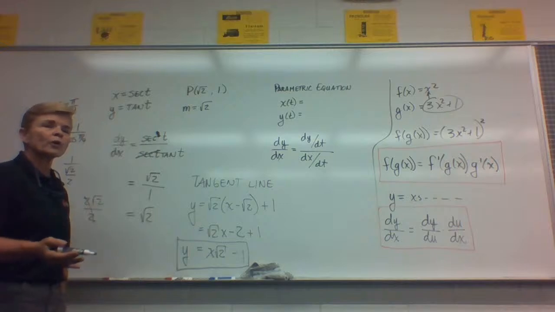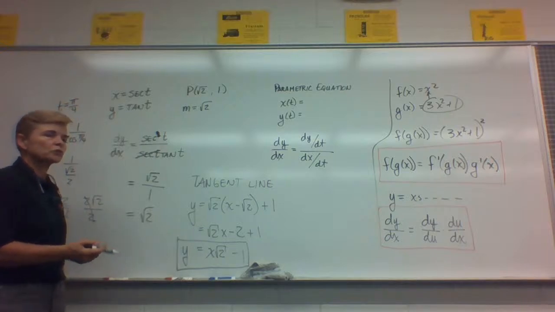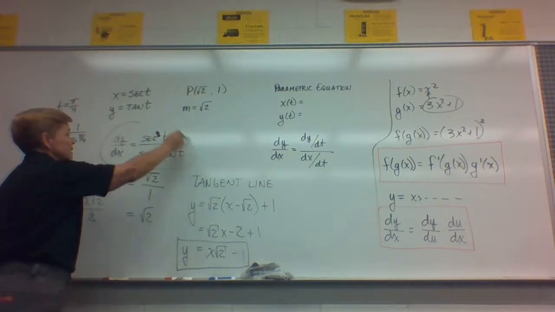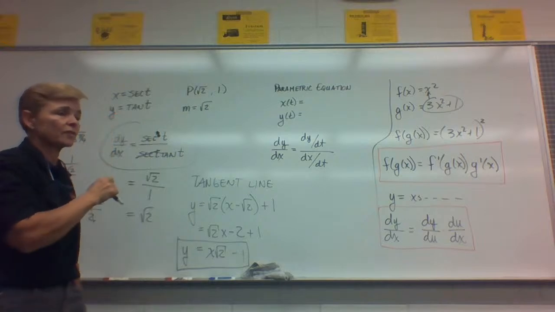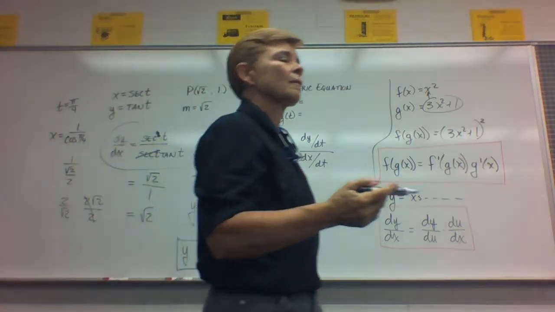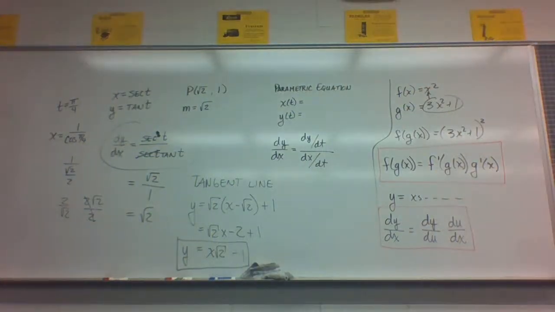You have to go find your own point, all of it. You have to go find your own slope by remembering this idea here. It's the derivative of the top over the derivative of the bottom with respect to t. Anybody not follow what we did there? Any question about that at all?